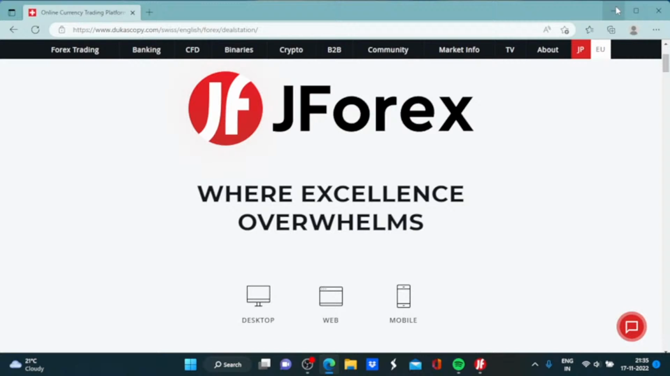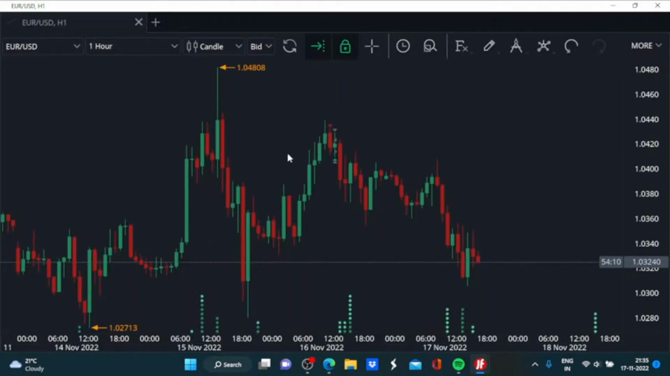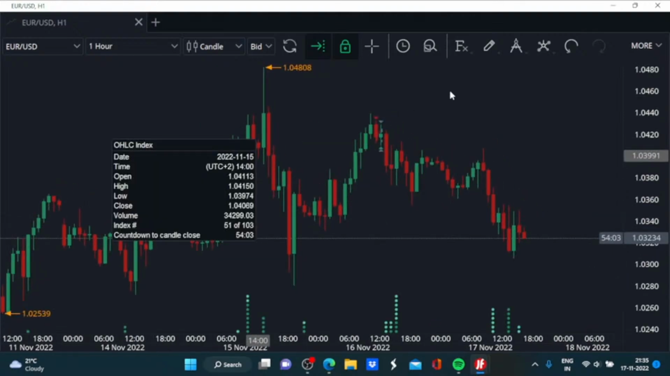So let us now head to the JForex4, the newly released trading platform from the Dukascopy Bank SA. This is the Euro USD chart drawn on the hourly time frame. The concept of Chaikin volatility is simple.